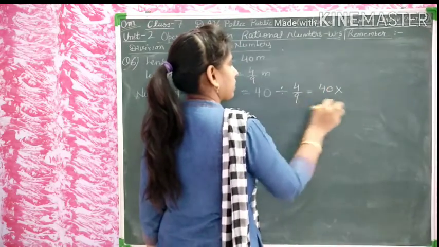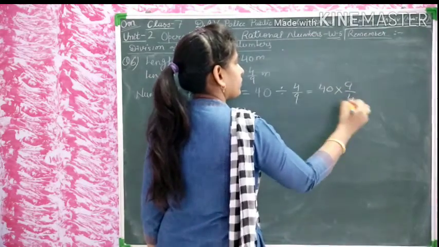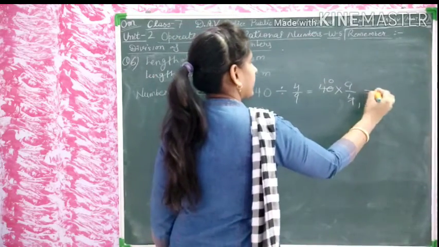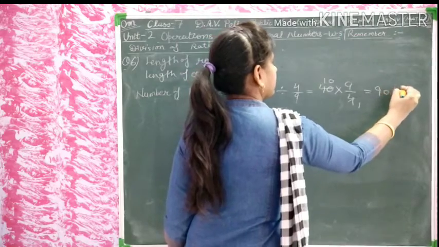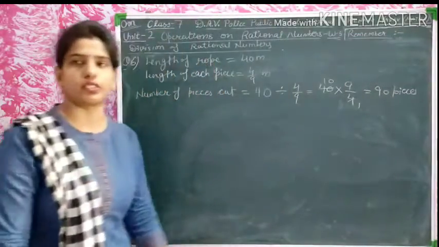Divide changes to multiply and its reciprocal becomes 9 by 4. 4 into 4 is 4, 4 into 1 is 4, and 10 times 9 is 90. So 90 pieces we have to make of 4 by 9 meter length.